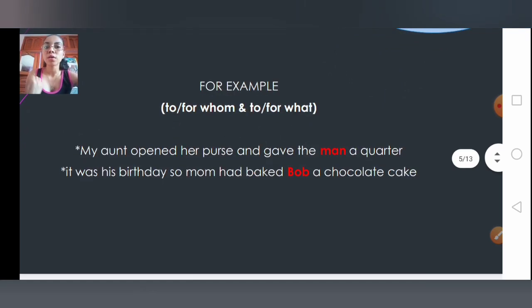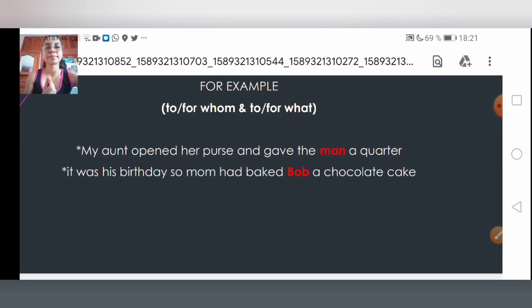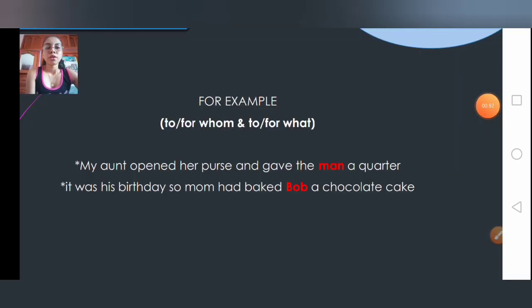Another example, it was his birthday. Mom had baked Bob a chocolate cake. You can see in the first example, the man is given a coin. The quarter is a direct object, and it benefits the man, an indirect object, right? In the second example, the cake is the direct object, and Bob, who benefits, is the indirect object, right?